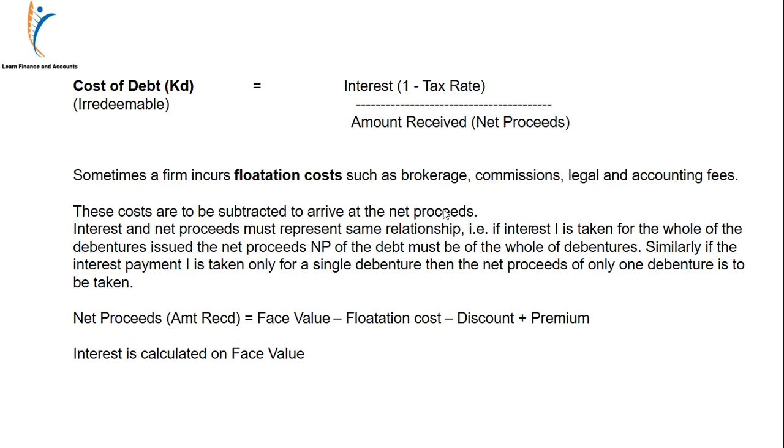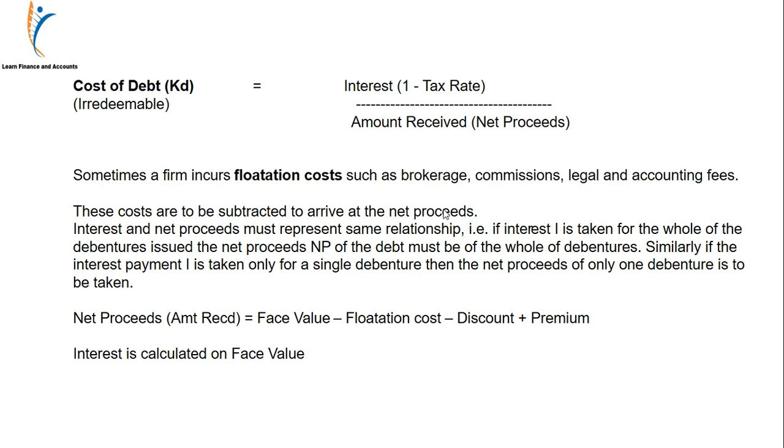Face value is the value written on the certificate. Say when the certificate is issued to the debenture holder and the certificate says 100 rupees, then that 100 rupees is face value. But actually, what has the company got? It has not got 100 rupees, it has got say 98 rupees. 2 rupees has been given as commission or brokerage or legal fees or accounting fees. So the net proceeds that the company gets will be 98 and not 100. 100 is the face value.